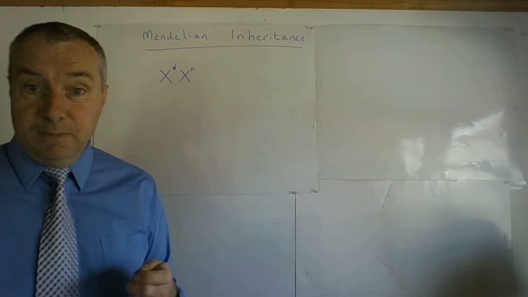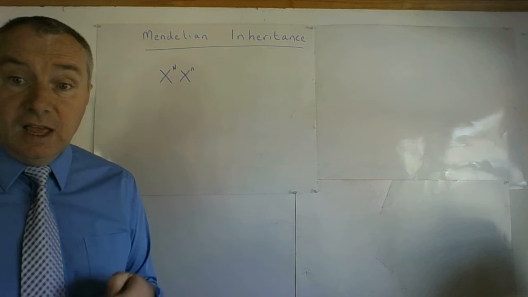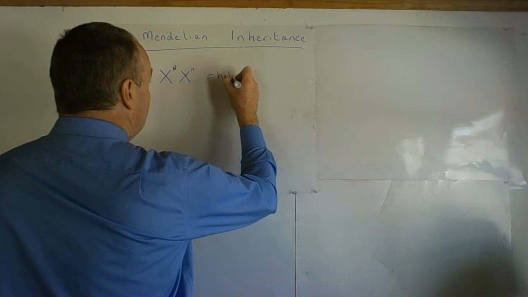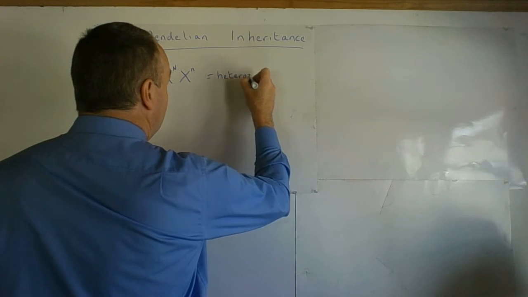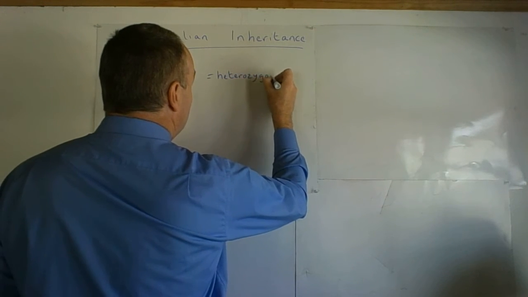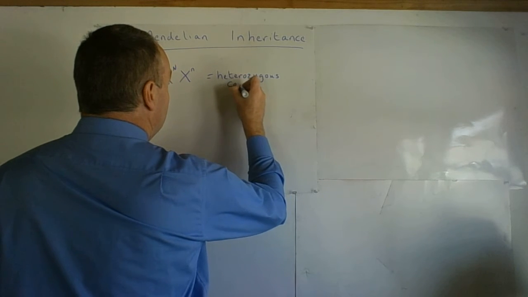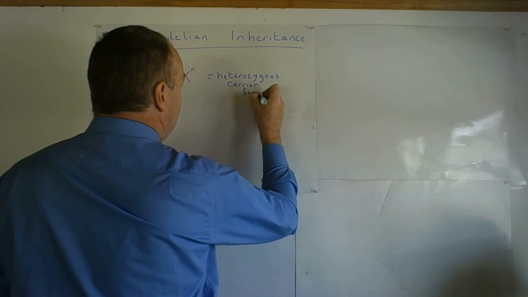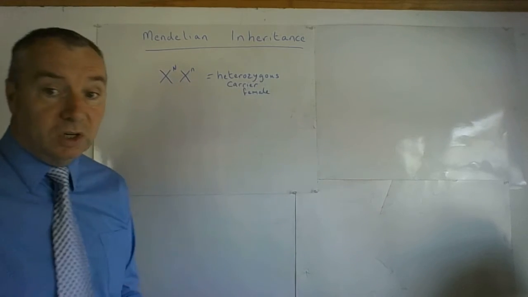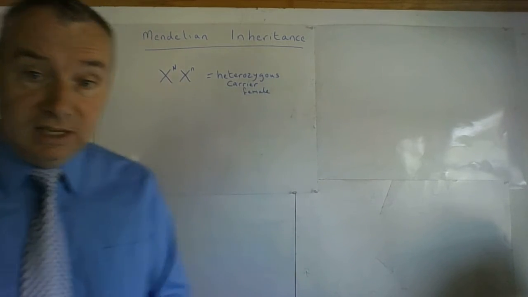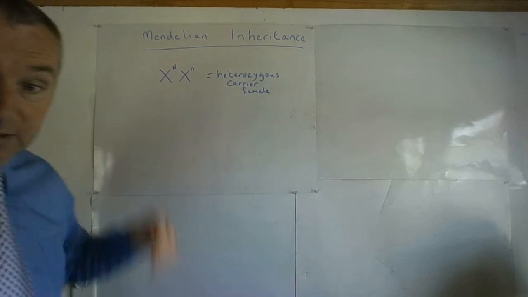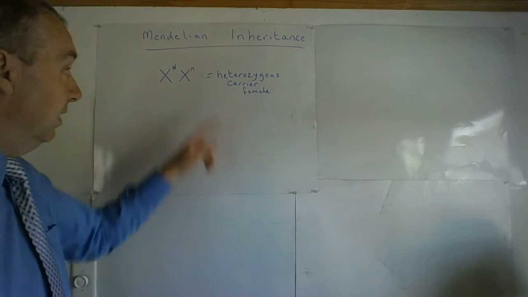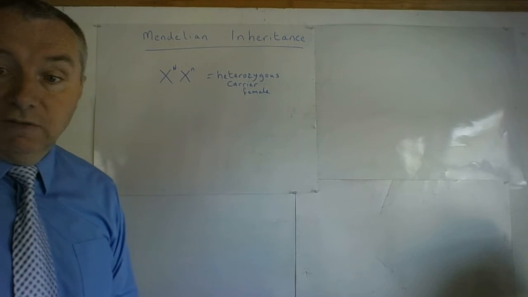This person would be considered a heterozygous female. A heterozygous carrier female. And the word carrier means that this individual is unaffected. It's an unaffected individual, but it does carry the gene for color blindness.